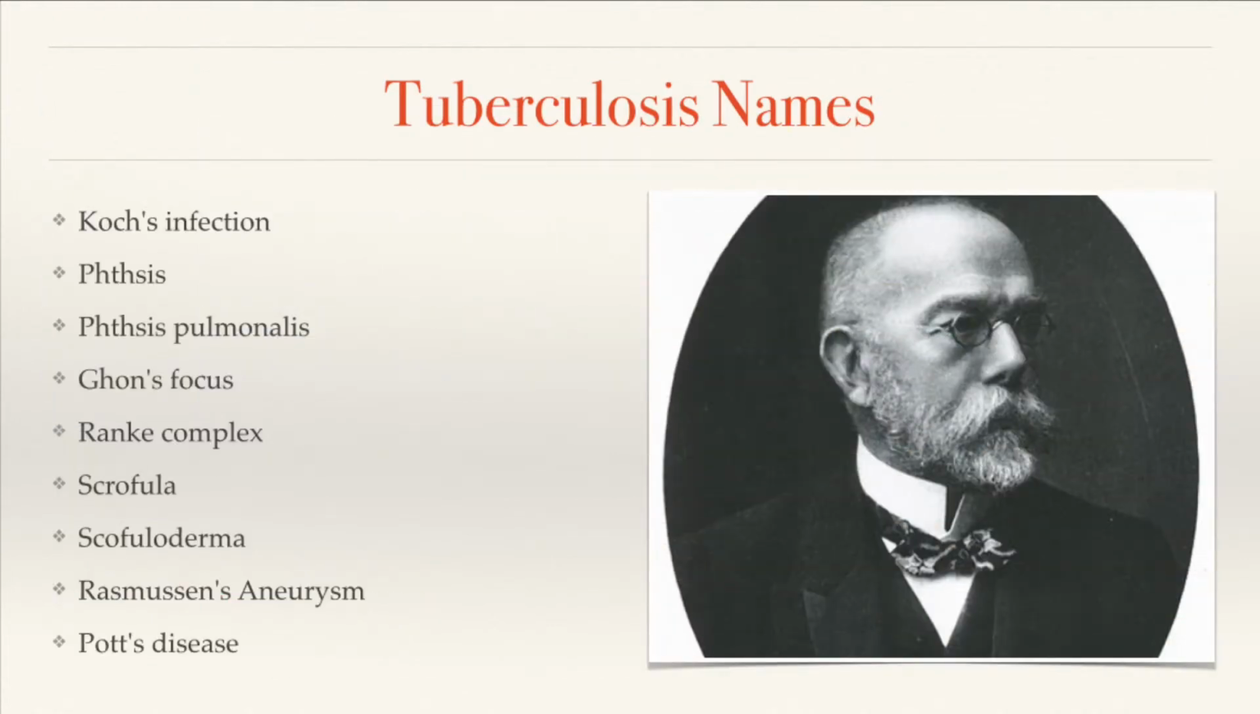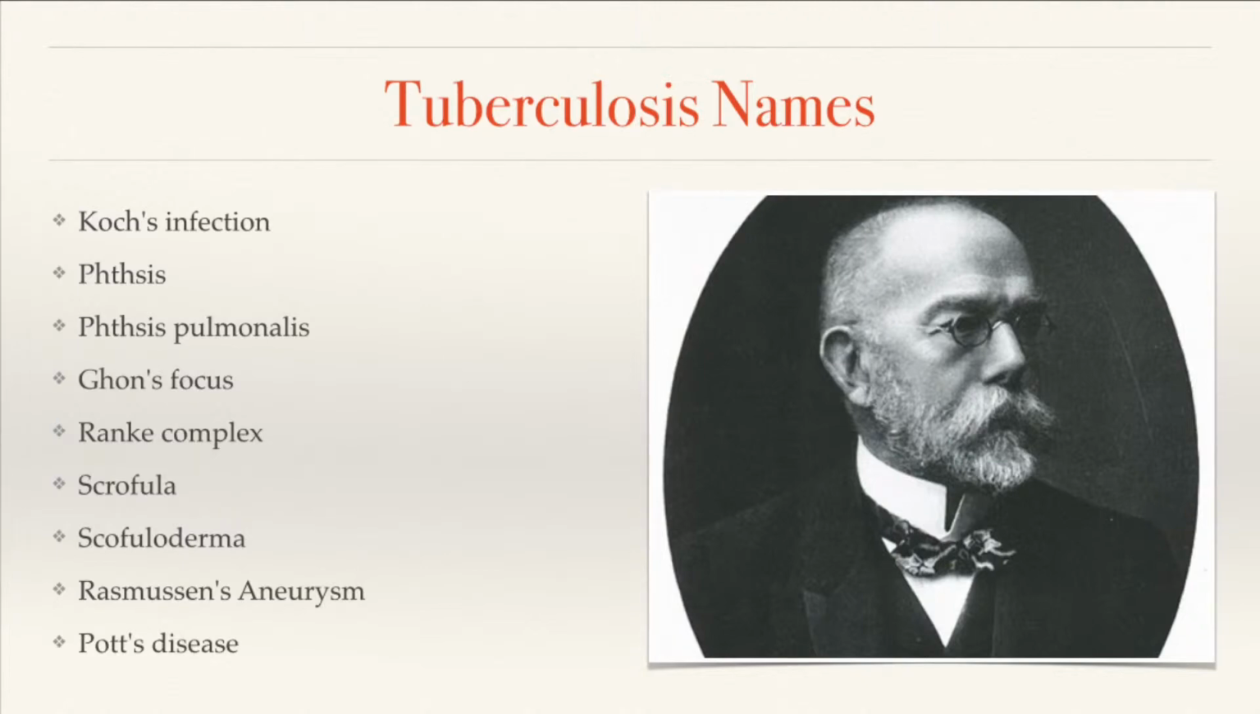Historically, tuberculosis is known by many names. Since its discovery by Robert Koch, it's been known as Koch's infection. In the Bible and very old texts, a disease like tuberculosis presents as a disease that eats away human flesh. So one of the names given to it is consumption or phthisis, or in other texts, phthisis pulmonalis.